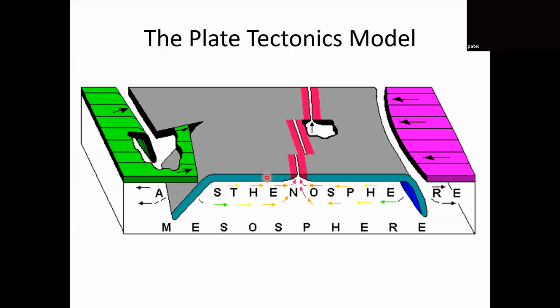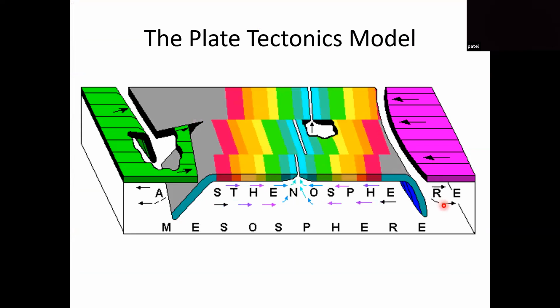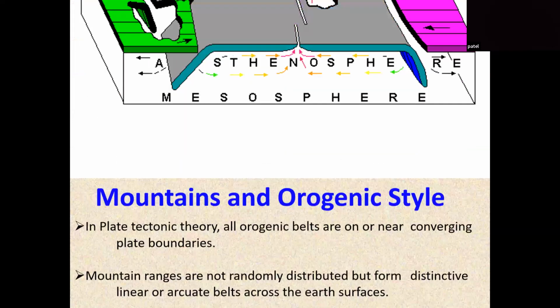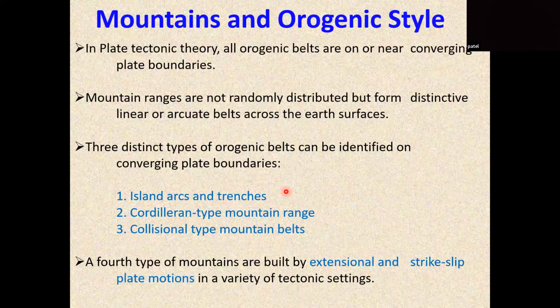So here you see how the diverging is going on, the seafloor is spreading, and this plate is moving down below another plate. Because of this plate tectonics, distinct types of orogenic belts are developed. One is the island arc and trenches, then the collisional type of mountain range, and a fourth type of mountain range is the extensional or strike-slip plate motion type of mountain range.